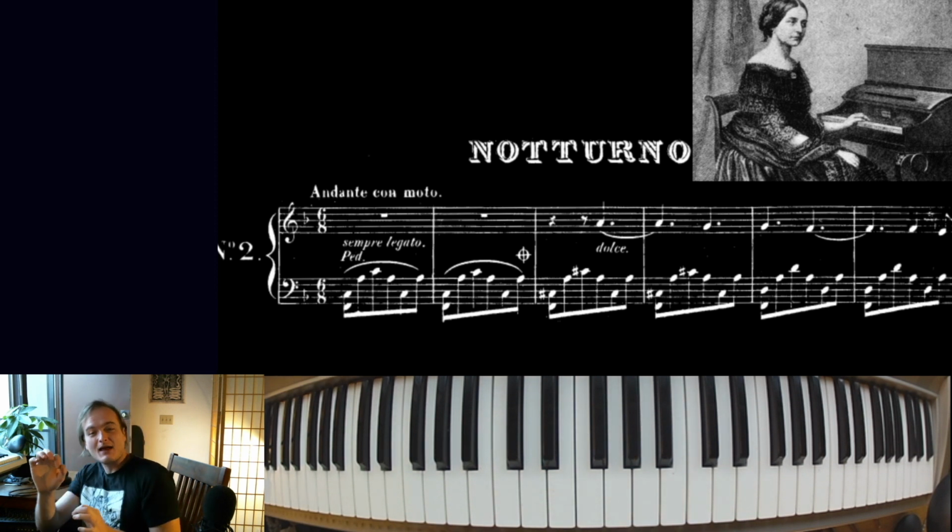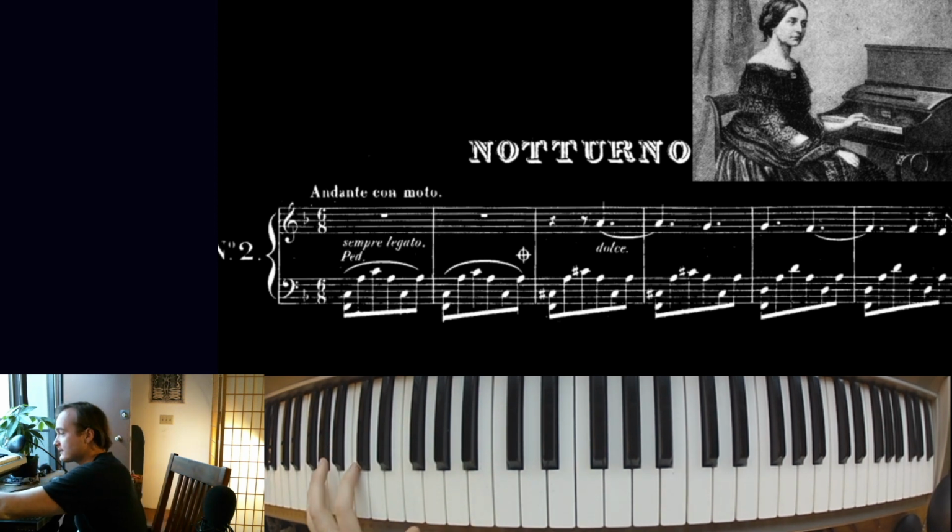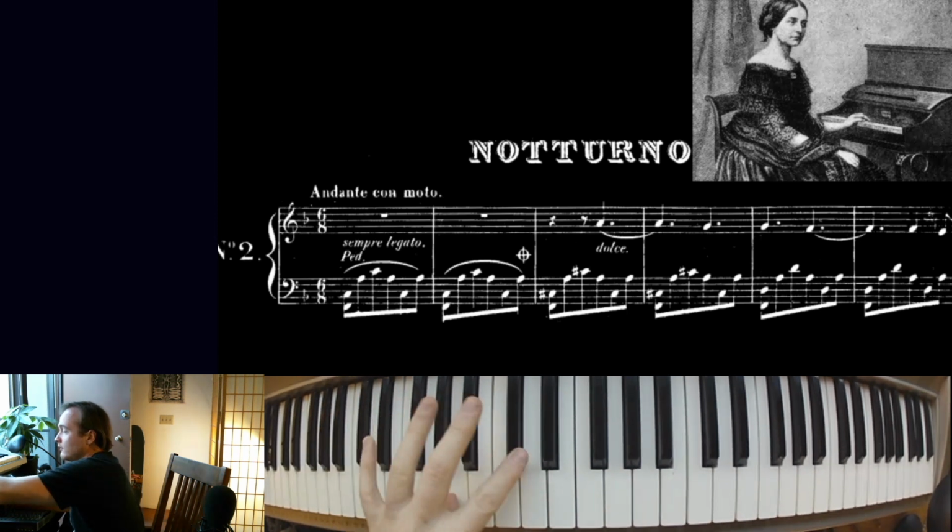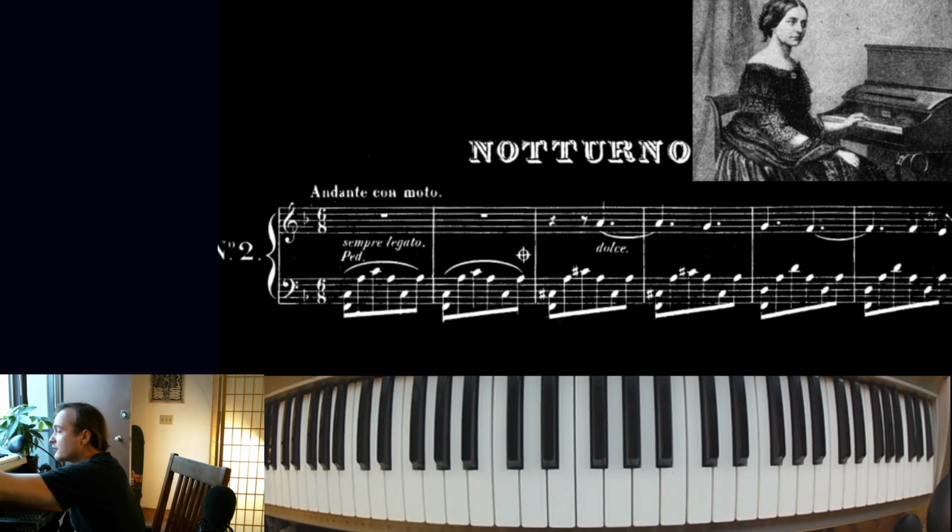But then after that, in the 5th and 6th measure, we get a new chord, which is in an inversion. So let's take a look. First chord was this, F major. Then the second chord was this with C sharp. Then the third chord is this.